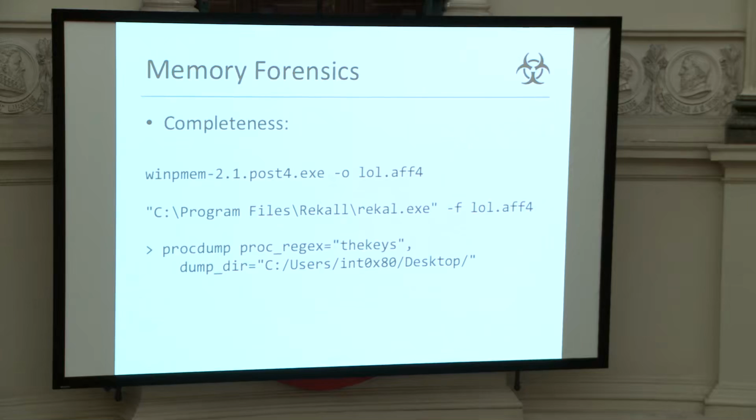For completeness, these are the commands we ran, so you guys at home can screenshot it or whatever. We dumped memory with winpmem. We ran recall against the dump so that we could try to dump the malware out, and then that was our proc dump module command to try to get the dump of the executable file. Any questions on what we did with the Windows stuff? Cool.